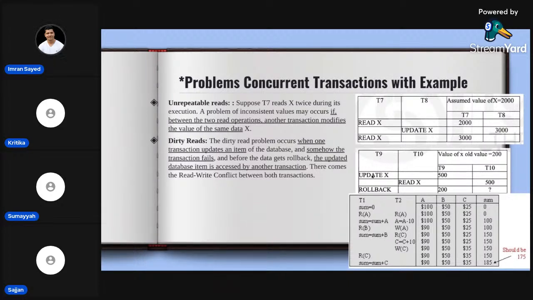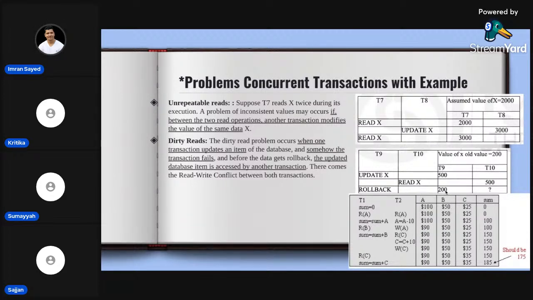Okay, so T9 updates the value of X. Initially the value of X was 200. T9 updates the value to 500. And then at the same time, T10 comes and reads the value of X. It gets 500. Now, the update that was done by T9 doesn't go through, it fails. Because it failed, we can't keep this value in the database, so it has to roll back to the original value, which is 200.